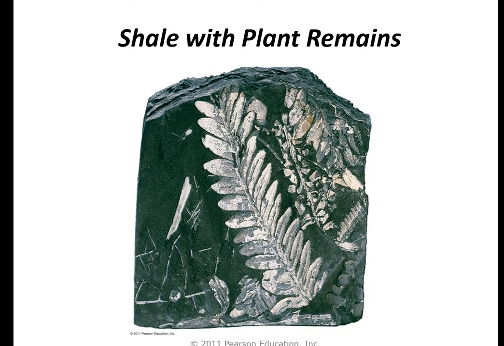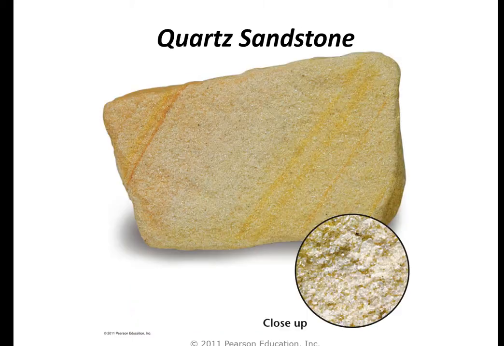Here's a piece of shale with a plant remaining in it. This may have been in an ocean somewhere. And here's a very common rock that we find here in the Ozarks. This is quartz sandstone, and you can see up close it's really just a bunch of sand cemented together, and if you would rub your fingers on it, you would be able to rub off some of the sand into your hands. And oftentimes we see banding layers in this. And you have an example of sandstone in your lab kit.